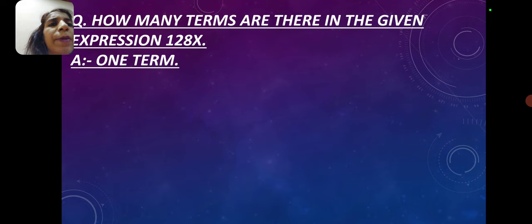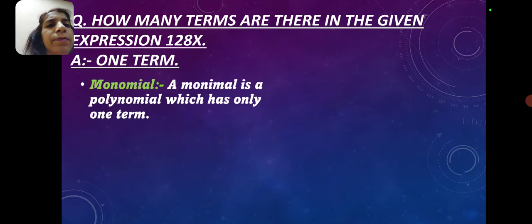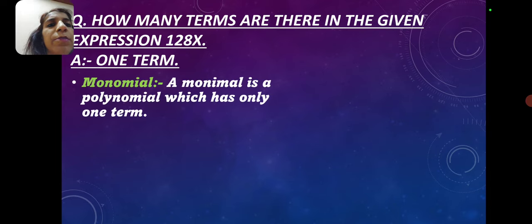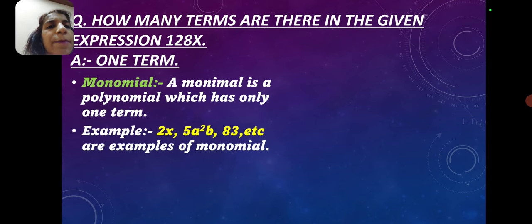So how many terms are there in the given expression? 128x. This is one term. Okay, that is nothing but a monomial. A monomial is a polynomial which has only one term. Example, these are the examples of monomial: 2x, 5a square b, 83, etc.